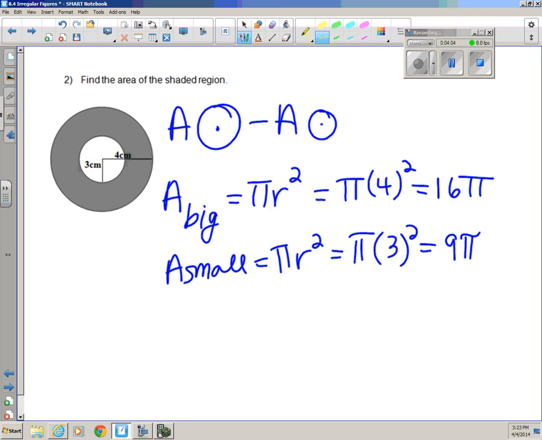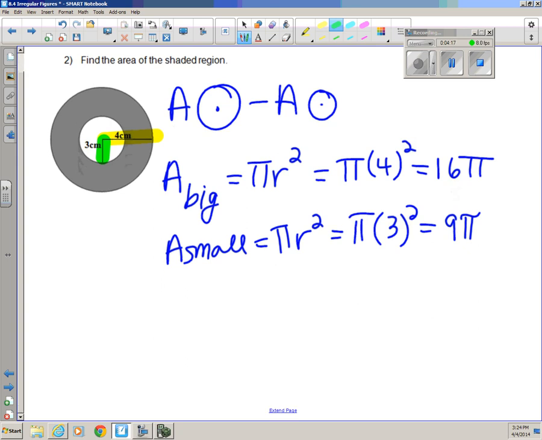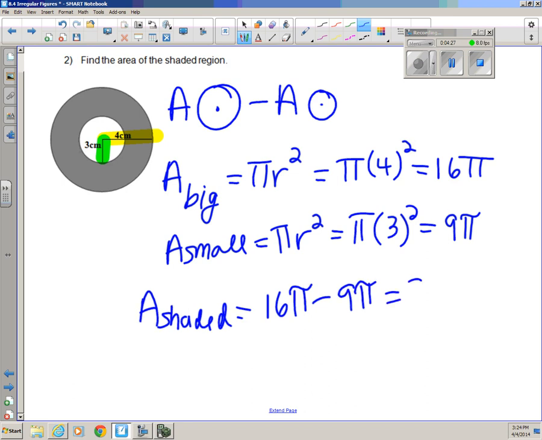Again, I think that should be pretty clear, right? These circles are concentric. They have the same center. This becomes the radius of your big circle. This becomes the radius of your small circle. So the area of the shaded region equals 16 pi minus 9 pi, which is just 7 pi. This would become 7 pi centimeters squared.